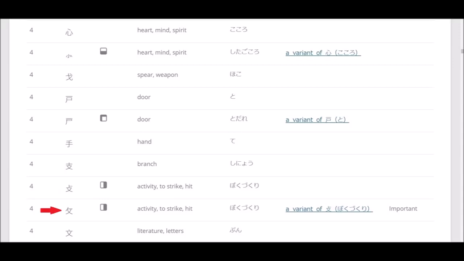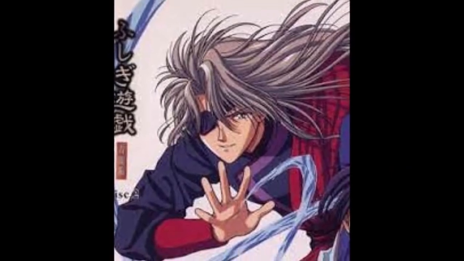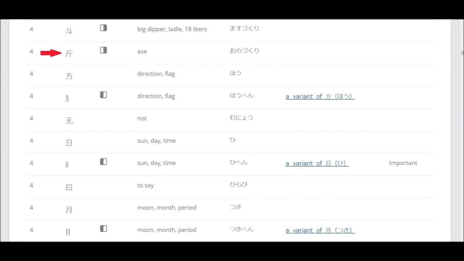Bokuzukuri again, which is the same thing. But as you can see, the kanji just looks slightly different. It's just a variant of it. Bun, which is literature and letters. Masuzukuri, which is the Big Dipper. And one of the kanji in Hikitsu, one of the characters from Fushigi Yugi. Onozukuri, which is an axe. Ho, direction or flag. Ho hen, which is direction or flag.